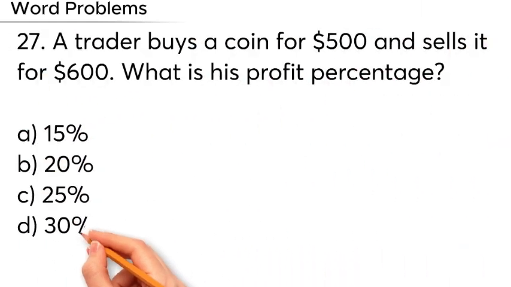27. A trader buys a coin for $500 and sells it for $600. What is his profit percentage? A. 15%, B. 20%, C. 25%, D. 30%.